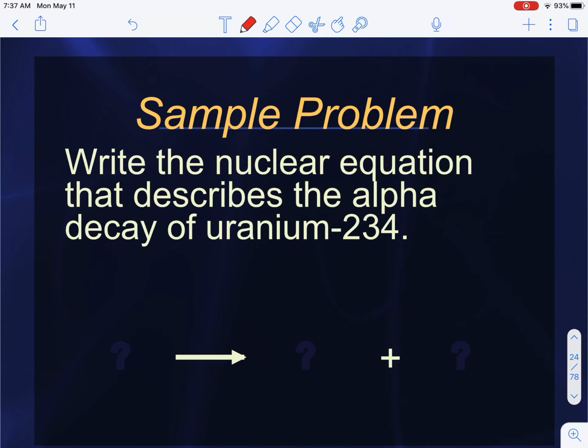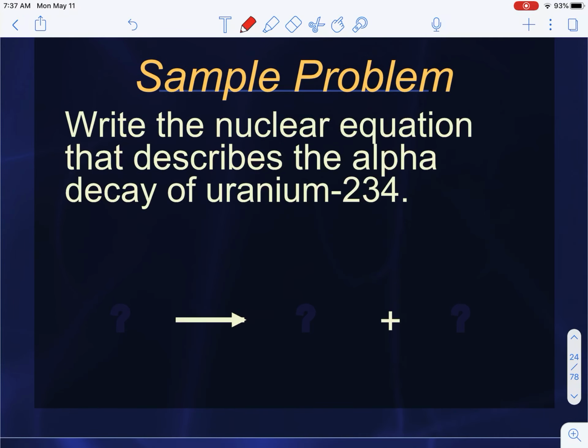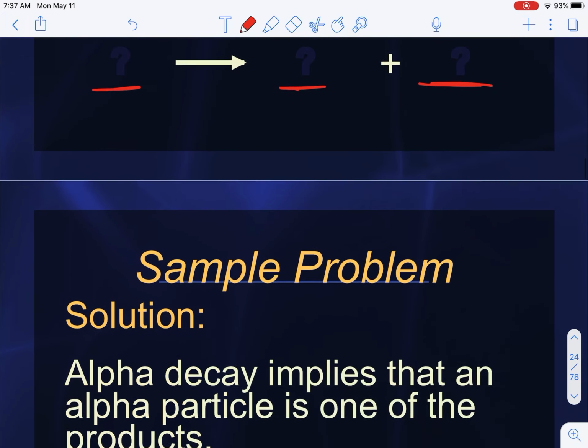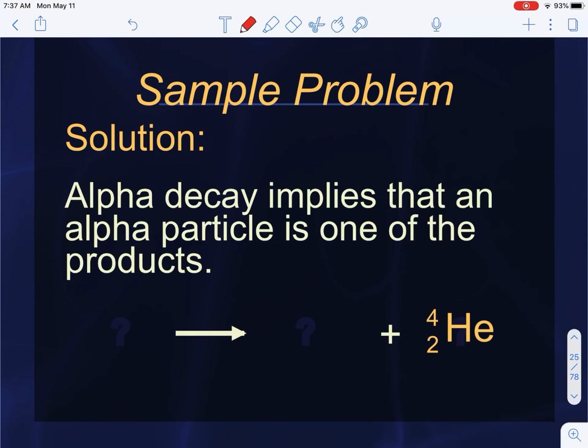This slide is just showing lots of question marks. It's saying, hey, you've got to think like problem solving. This is what the equation is going to look like. You're going to have something here, and something here. Okay, and that's what those question marks are trying to show. Alpha decay, if I tell you alpha decay, then you know that this has to be one of the products.